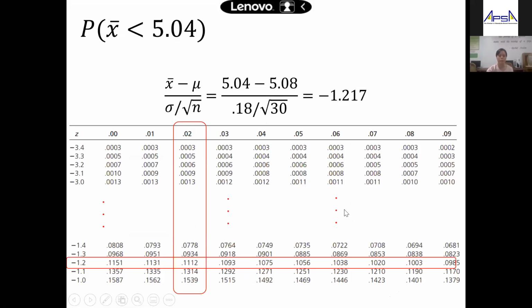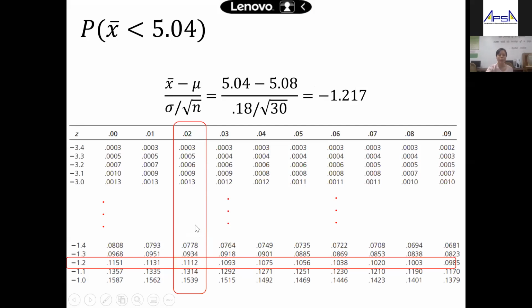Okay, so let's compute. So if you're teaching statistics, you know this formula, etc. Then you look for it in the statistics table. Okay, so negative 1.217 is our z value. So look for it along the z value. Negative 1.2, walang 2.22 na lang gamitin natin. So negative 1.22. And then we have this, 0.1112.